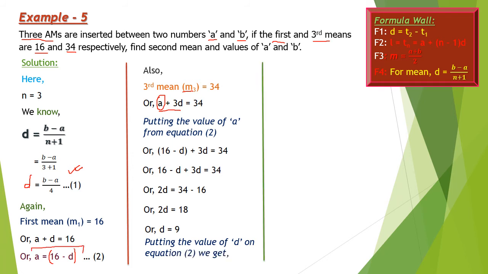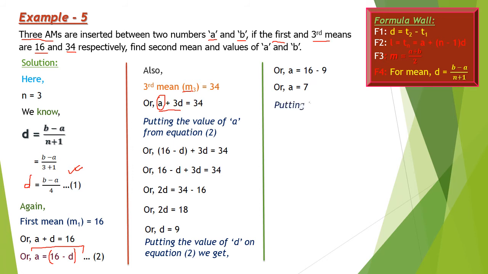Substituting into equation 2, a equals 16 minus 9, which is 7. Now we have the value of d and the value of a, and we can go back to our equation 1.